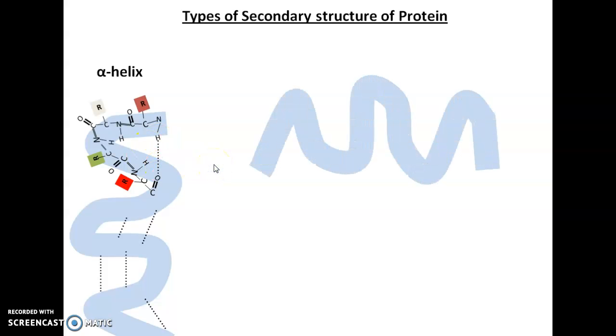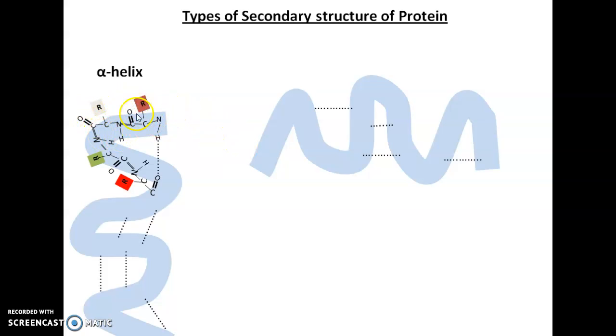Another structure from the secondary structure of protein is the beta conformation, in which the backbone of the polypeptide chain is extended and is present in a zigzag manner rather than a helical one. So hydrogen bonds form between the adjacent strands. Also, one more important thing, that is the R group.